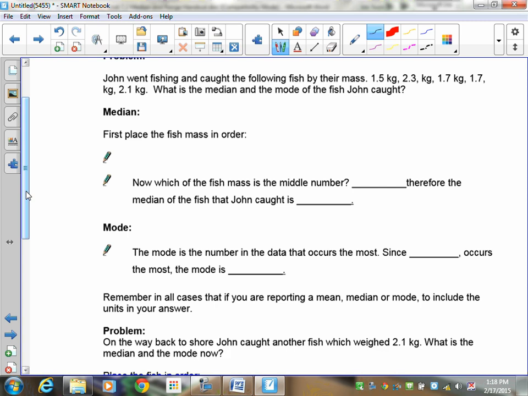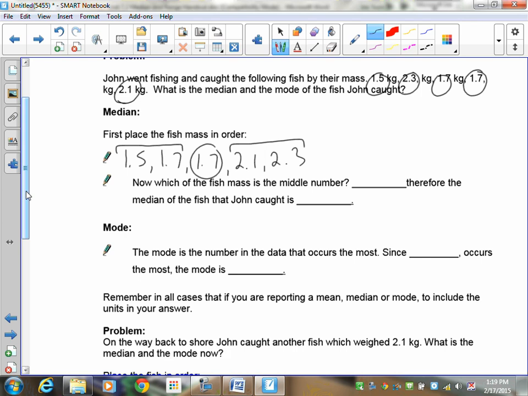So the smallest number is 1.5, so I'm going to circle it, and I'm going to write down 1.5. Now I've got 1.7 and 1.7, so I'm going to put them both down. And then I've got 2.1, and then finally 2.3. So I now have them all in order. Okay? Now, which one of the fish is the middle one? If you take a look here, this is the middle one. There's 2 here, and there's 2 here. So the middle number is 1.7 kilograms. Therefore, the median fish she caught is 1.7 kilograms.